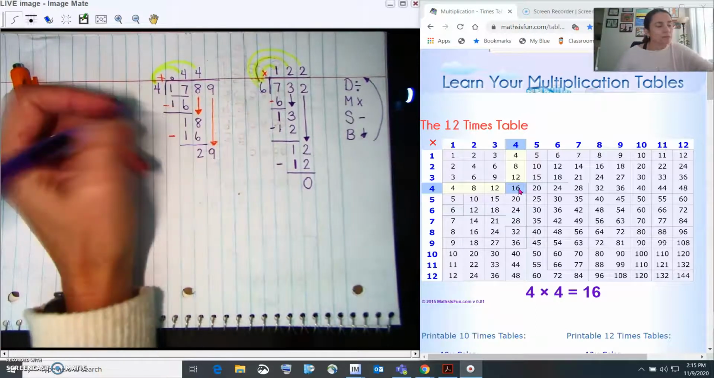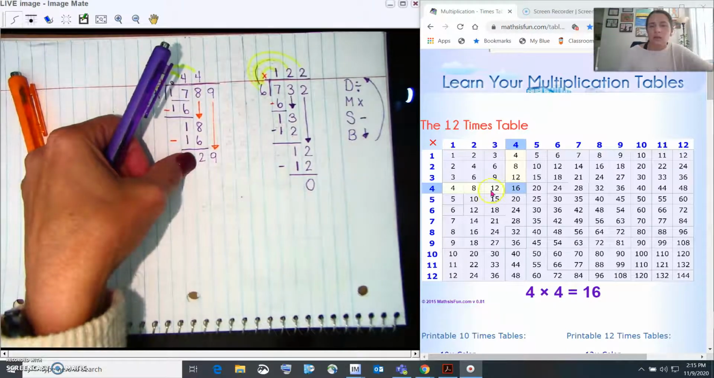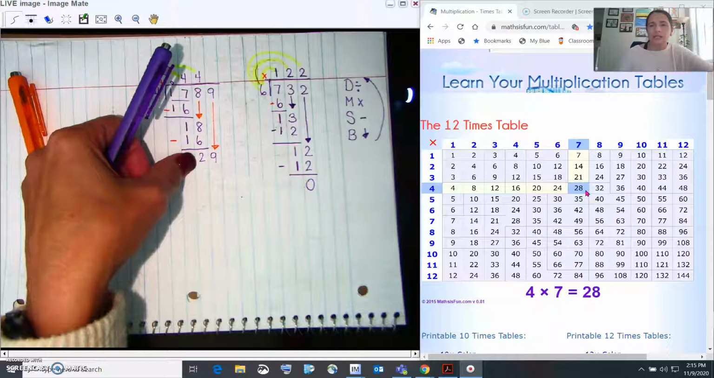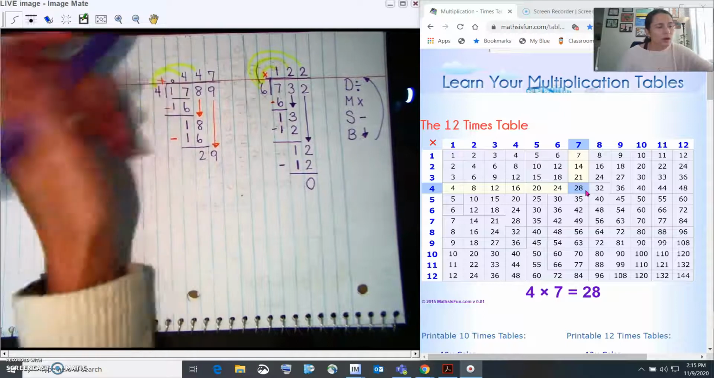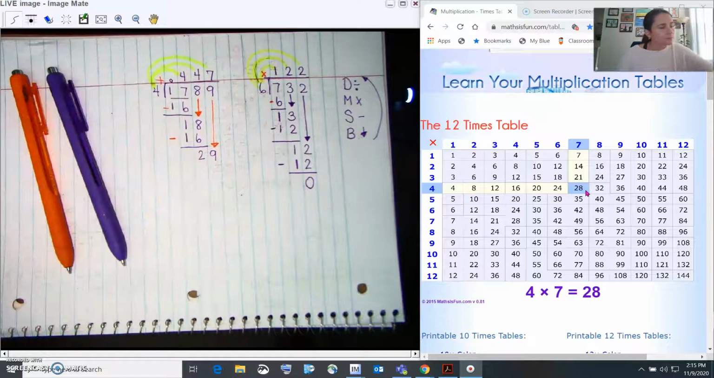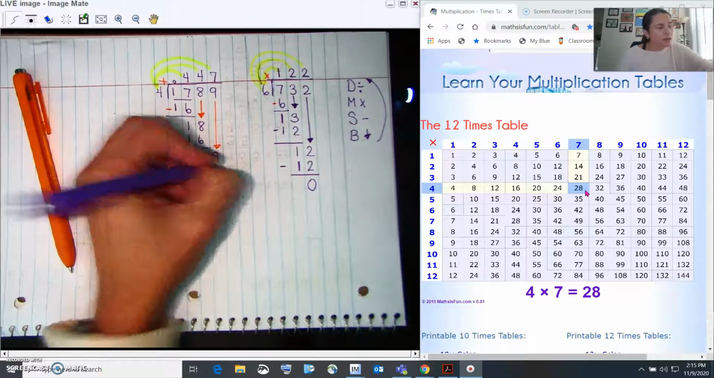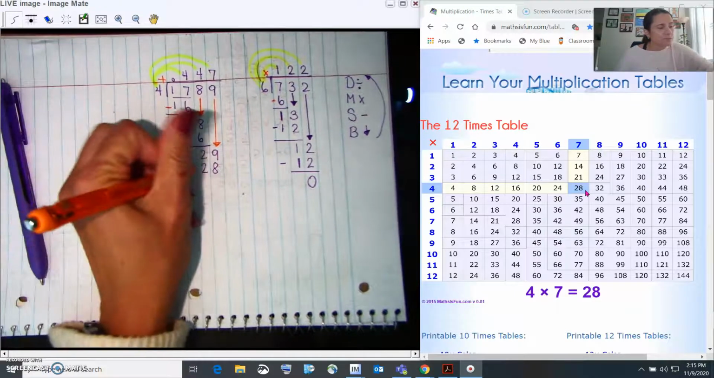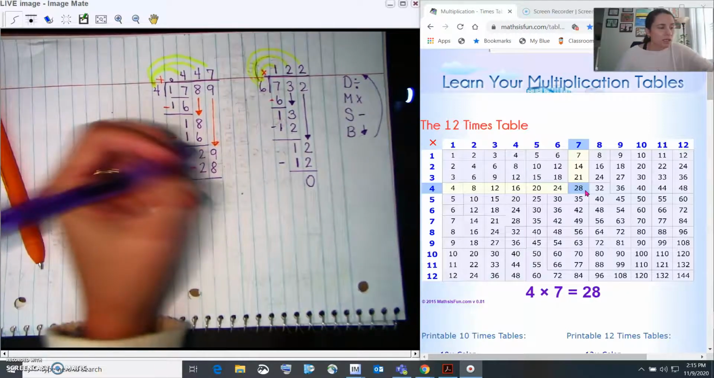We've got 29. So then I go to what times 4 gives me close to 29. So I'm going to keep going. I have 4 times 1, 2, 3, 4. We've got 28, and then it goes to 32. 32 is too big, so we've got to stay at the 28. So that means we have 7 groups of 4. All right, so now we multiply. 7 times 4 is 28. We subtract. 29 minus 28 is 1.